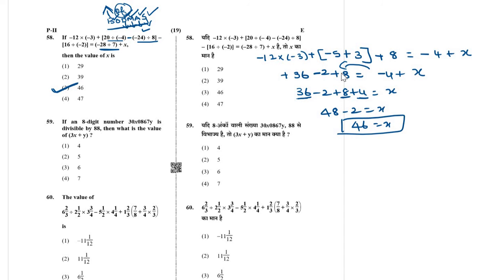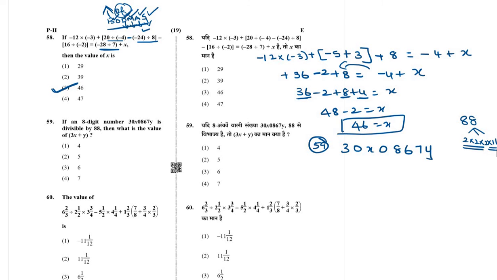If an 8-digit number, this 8-digit number I am writing here. The number is 30x0867y: 1, 2, 3, 4, 5, 6, 7, 8-digit number. Divisible by 88. So what does it mean? What are the factors of 88? 2 into 2 into 2 into 11. So it satisfies the divisibility tests of 8 and 11.